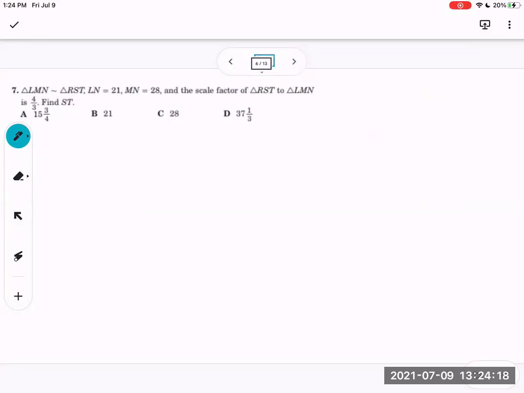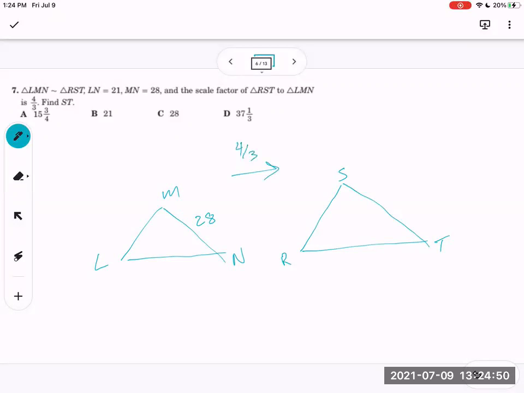Next, number 6. They're telling us that LMN is similar to RST. So let's draw these out. LMN, and let's draw RST, a little bit bigger maybe. Make sure you're drawing them in the same places. They're telling us that MN is 28 and the scale factor is 4/3. Find ST. Well, that's easy. Just multiply 28 times 4/3.